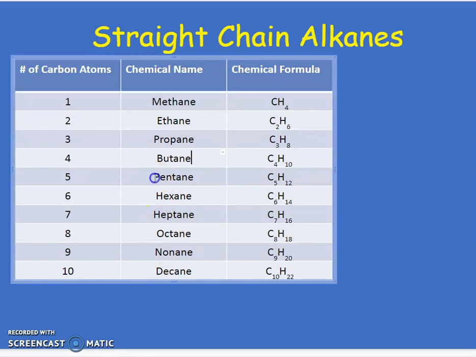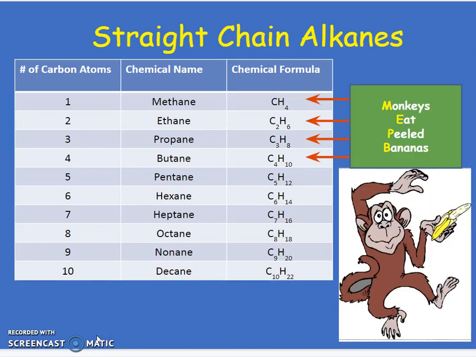So for example, pentane, right? A pentagon has 5 points or 5 sides. Pent means 5 carbons. Hex is 6, hept is 7, oct is 8, non, so nonane is 9, decane, so dec is 10. Okay, we're not going to be going beyond 10 here. And just a little helpful thing to remember the order of the first 4. I'm assuming you guys know from pent on. So: monkeys eat peeled bananas. So meth, eth, prop, but. Okay, so 1, 2, 3, 4.